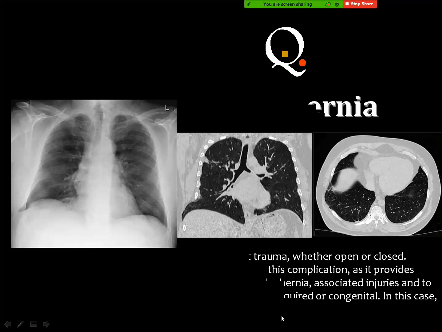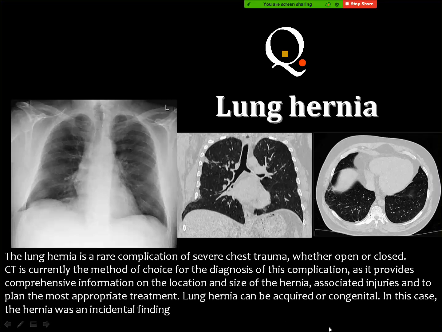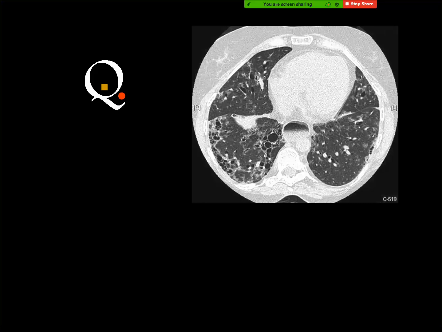Lung herniation. Very good. And you see this part of the lung, which is outside the thoracic cavity, and by the CT scan it is well appreciated. And this is lung herniation. You know that lung herniation can be idiopathic or an incidental finding and can also be secondary to trauma.